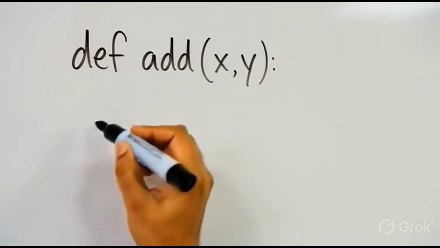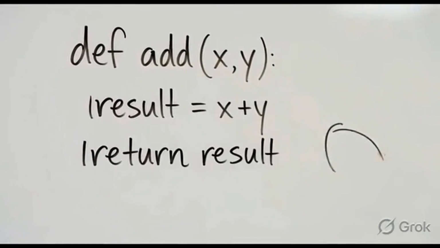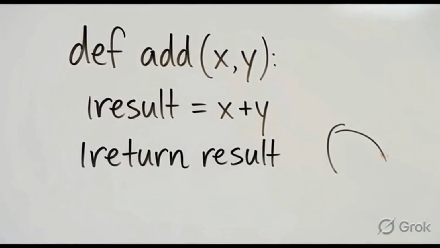A function can return a value using the return statement. Let's see this on the board. This returned value can be used later in the program.